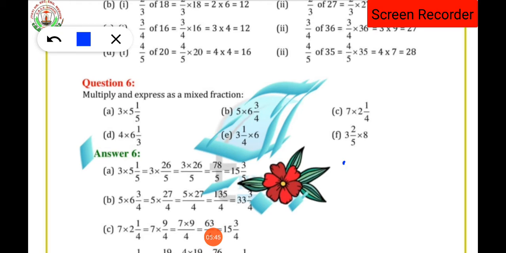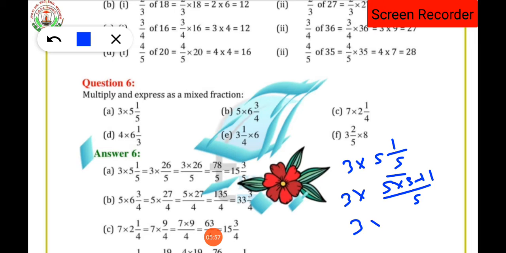Okay, so 3 into 5, 1 by 5 we are having this. So 3 into 5 plus 1 upon 5. So 5 into 5 will be 25. 25 plus 1 will be 26 upon 5. Clear? Now 26 will be cancelled by 5? No, it won't get cancelled. So if it is not cancelled, 26 will be multiplied with 3. We will get 78 upon 5.